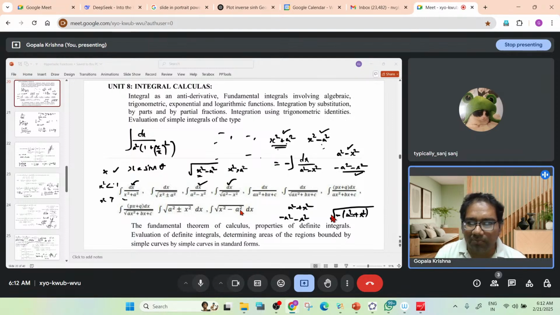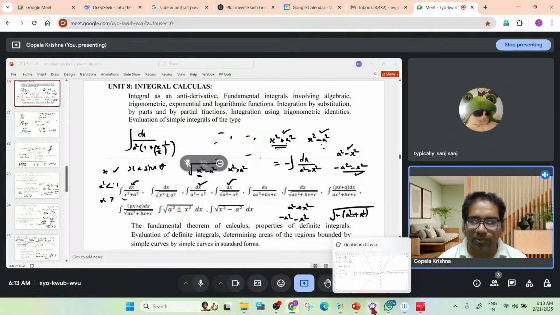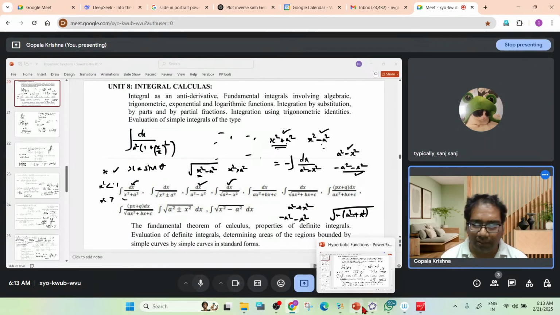What will be left is some kind of reduction questions: sine power n, cos power n, sine power m, cos power m. These kinds of reduction questions you might not be able to do, but otherwise most of them you should be able to do. We will discuss how to do reduction formulas also.